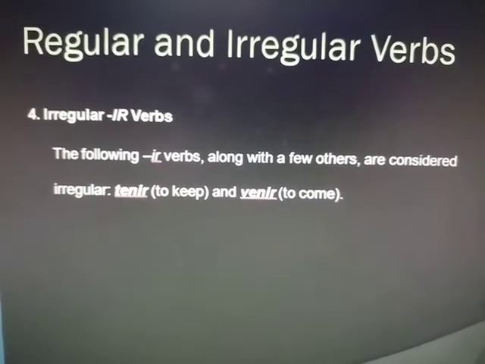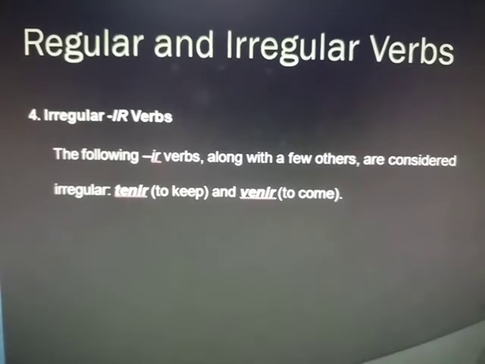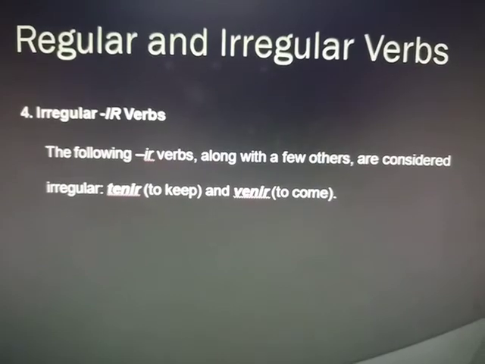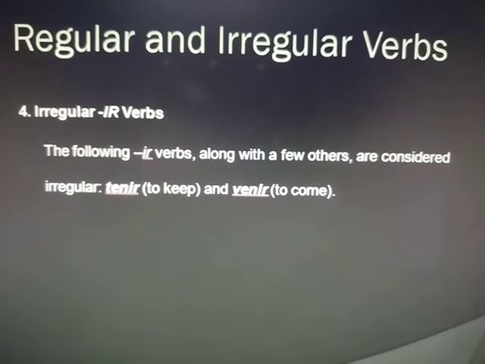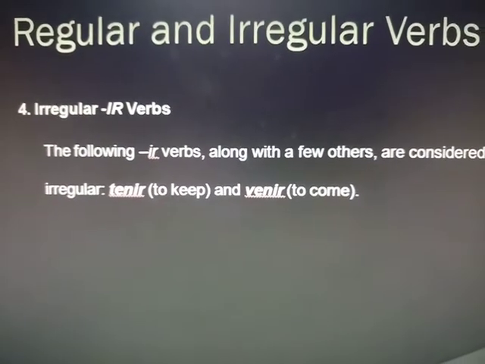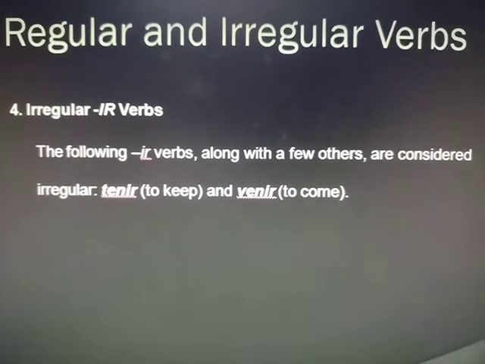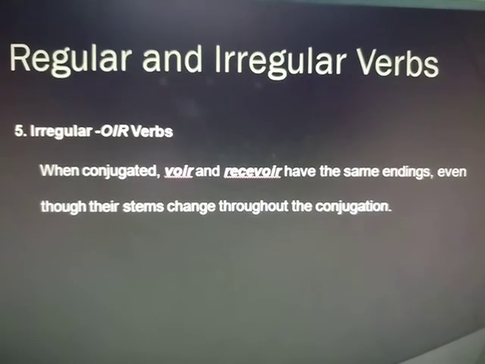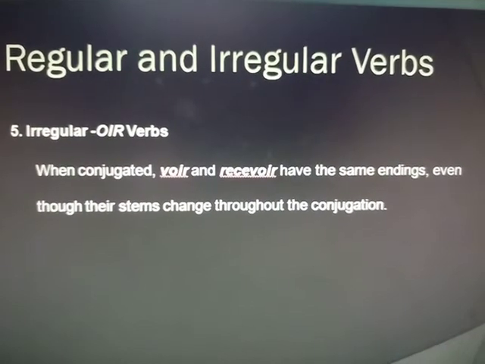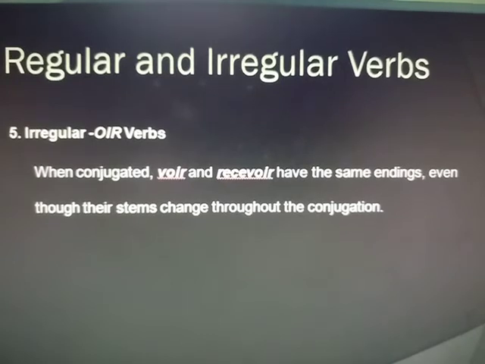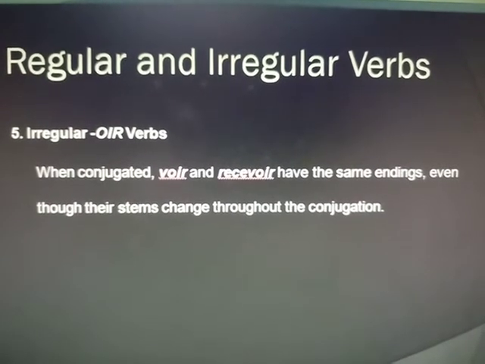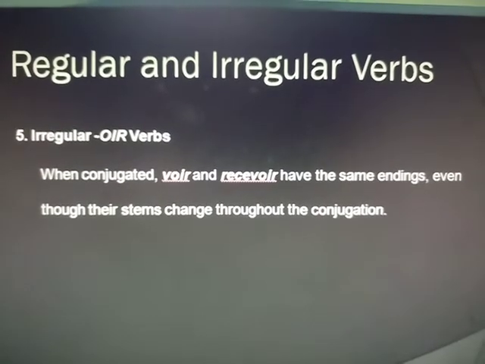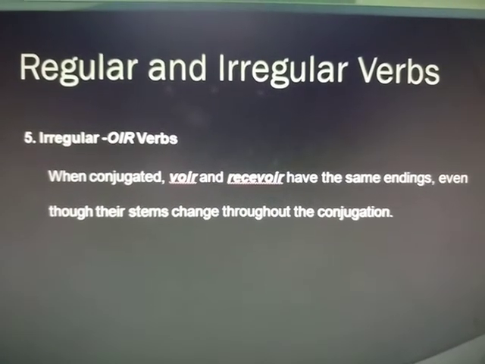The next group of irregular verbs are the Irregular-IR verbs. The following IR verbs, along with a few others, are considered irregular: tenir, venir. Irregular OIR verbs. When conjugated, voir, to see, and recevoir, to receive, have the same endings, even though their stems change throughout the conjugation.